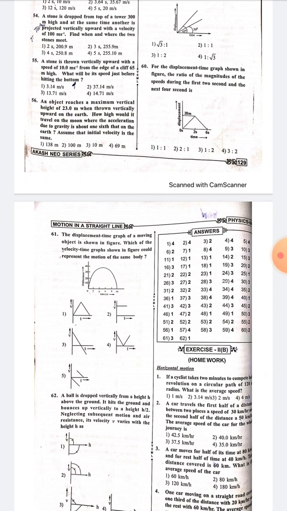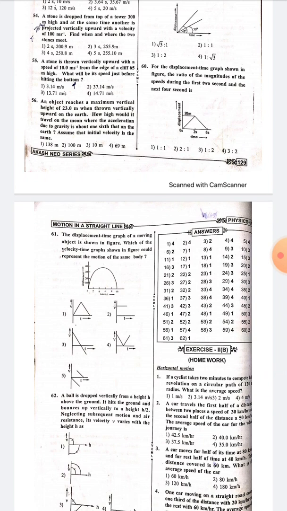300 meters height. At the same time, another is projected vertically upwards. So one is a freely falling body, and let us think that it is projected from a building. That building height is 300 meters, and it is projected vertically downward, a freely falling body.